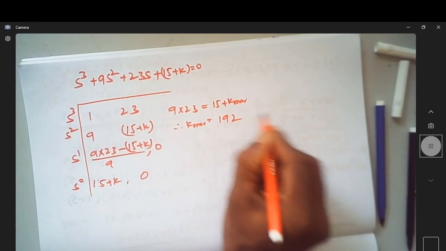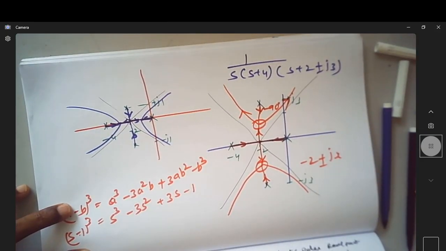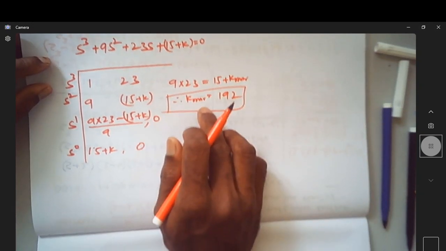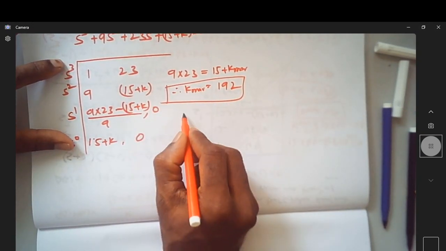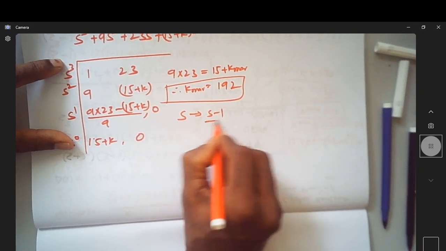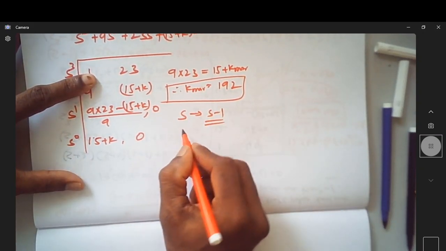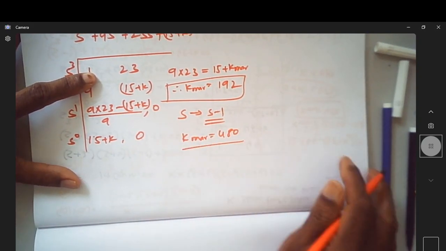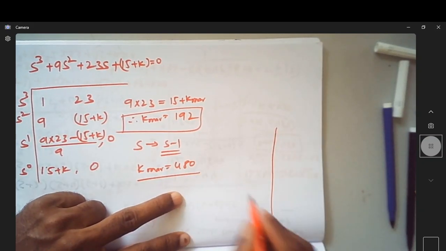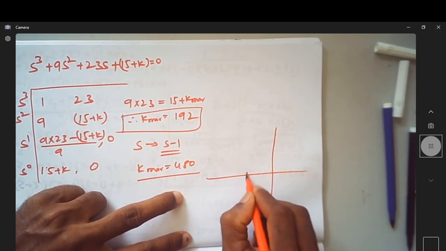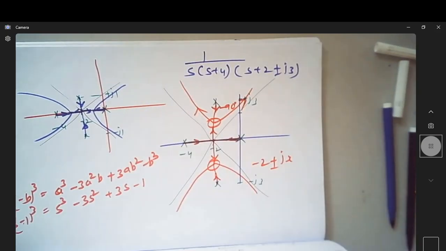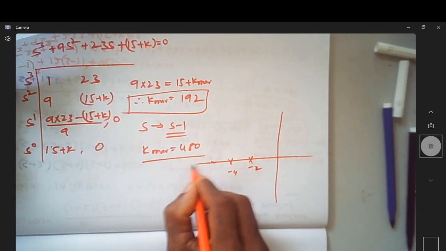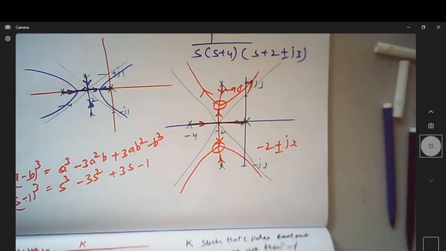See, it's 192. So what does this mean here? This is K margin by replacing S by S minus 1. And when the S was as it is, the K margin was 480. So when this was 480, I had the poles at minus 2, minus 2, minus 4, minus 4 and minus 6. So these were the pole positions.